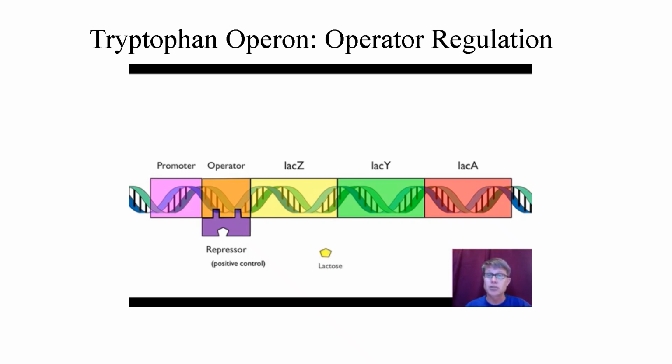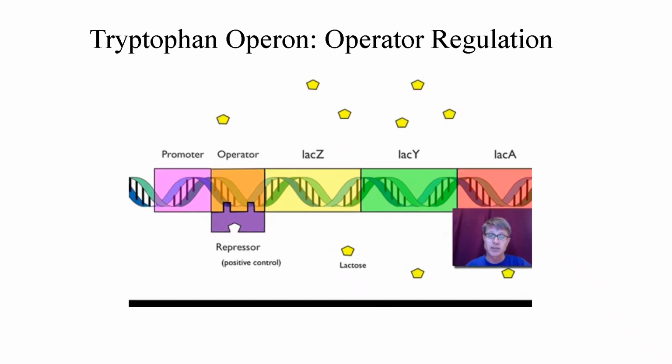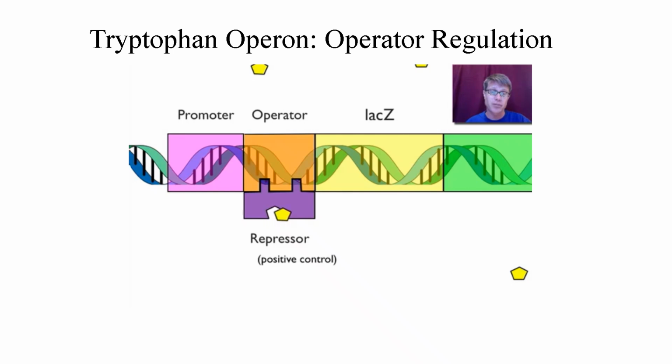But let's say lactose shows up. In other words, I drink a glass of milk. Now there's lactose. So the lactose shows up. The lactose, you'll notice, is going to fit perfectly into that repressor.